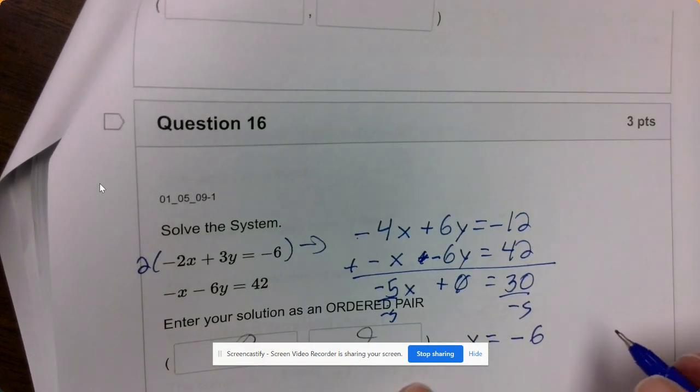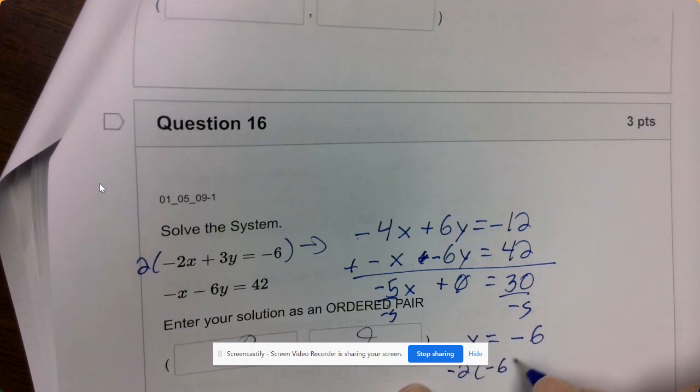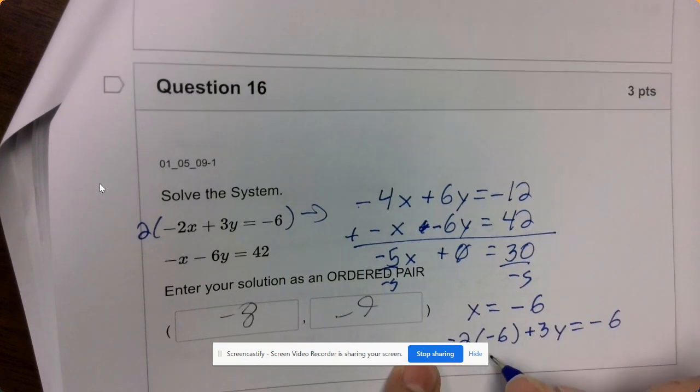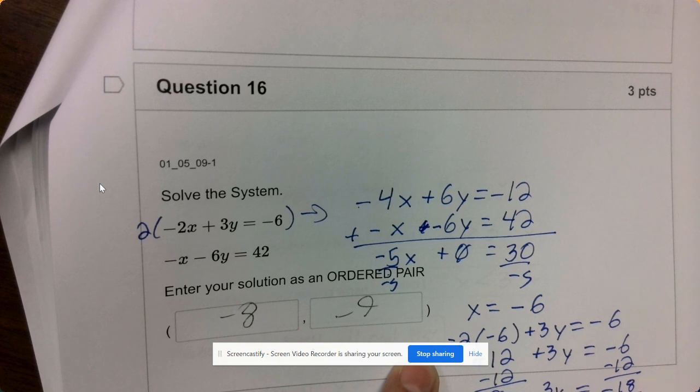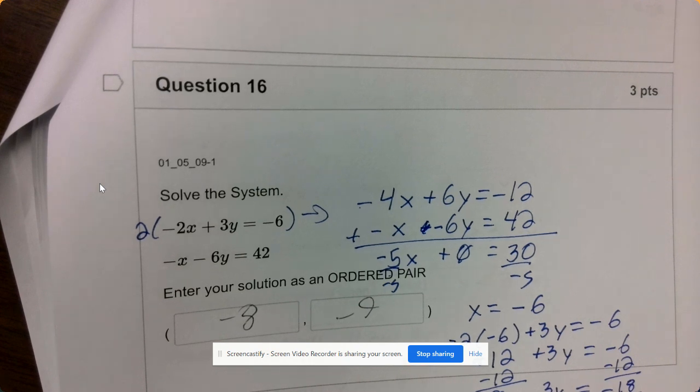Okay, and then I can substitute it back in. So if I do negative 2 times negative 6 plus 3y is equal to negative 6. Negative times negative is going to give me a positive 12. Subtract 12 from each side or add the opposite. So we get 3y is equal to negative 18. Divide that by 3. And again, we get y is equal to negative 6. And the answer is on a different one.